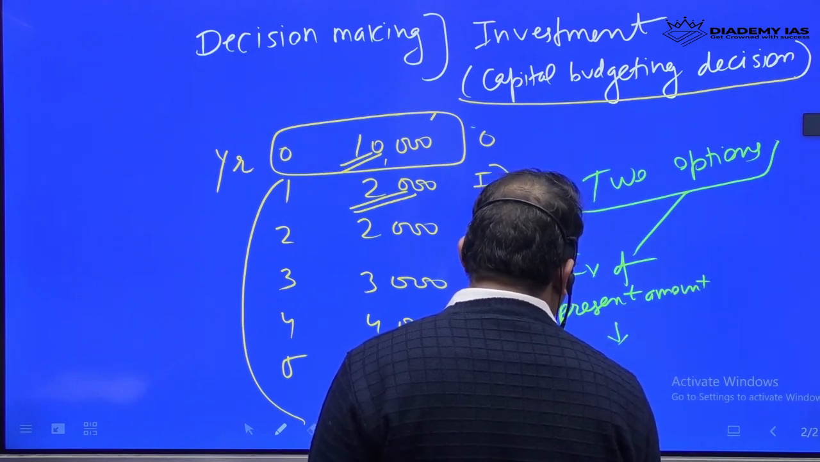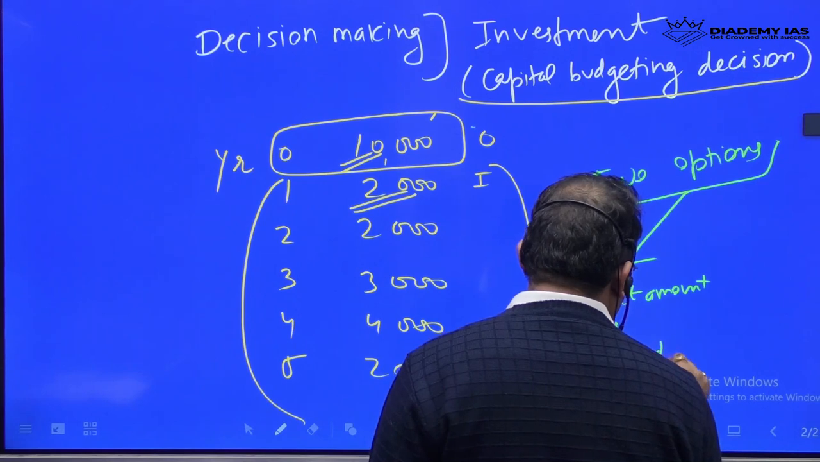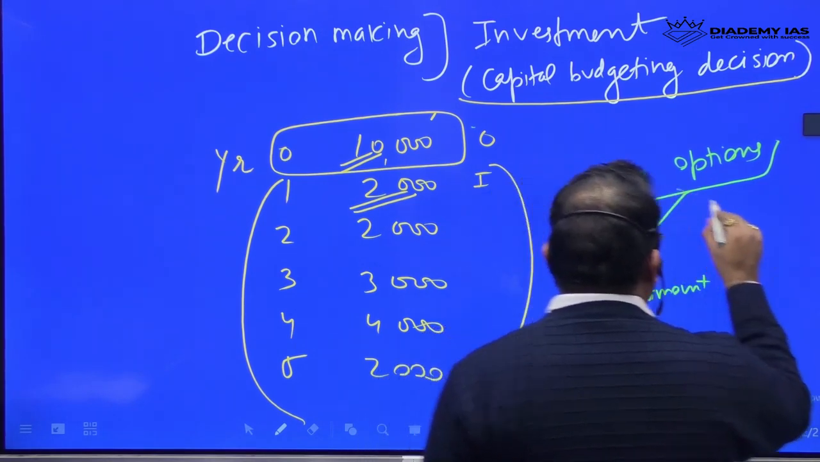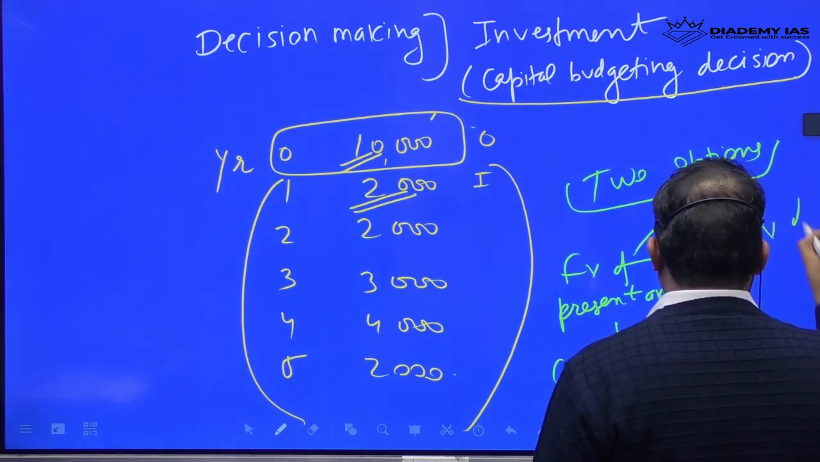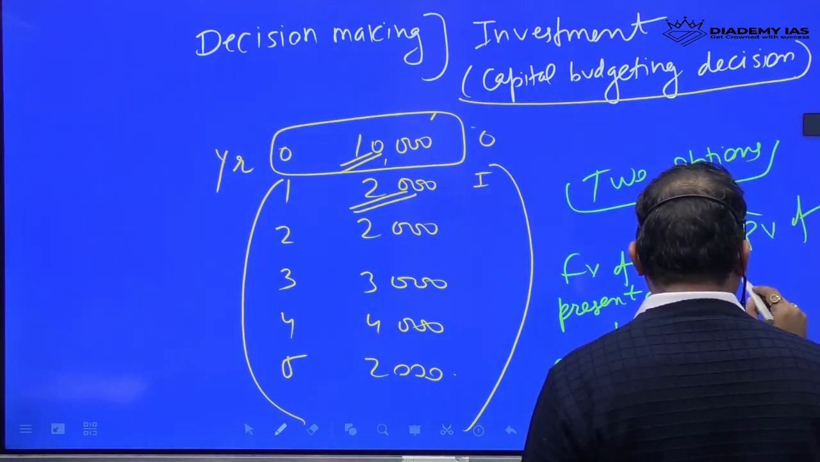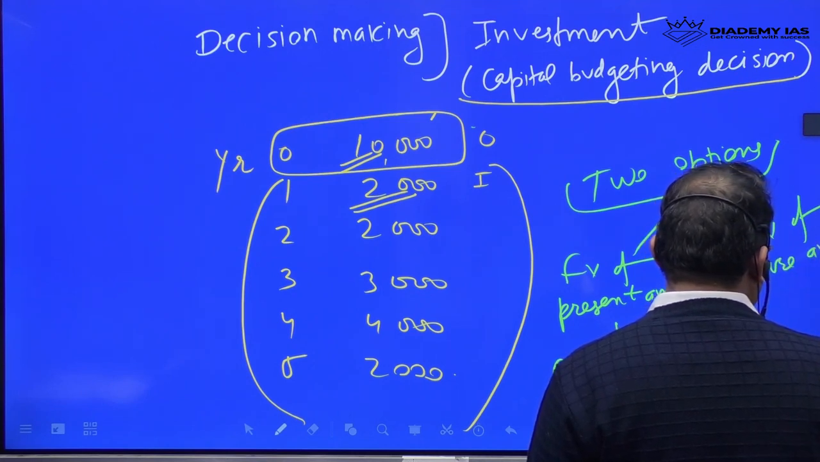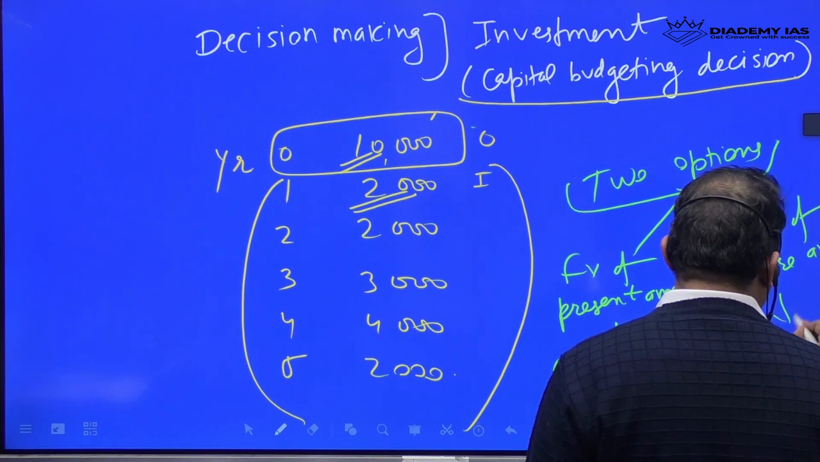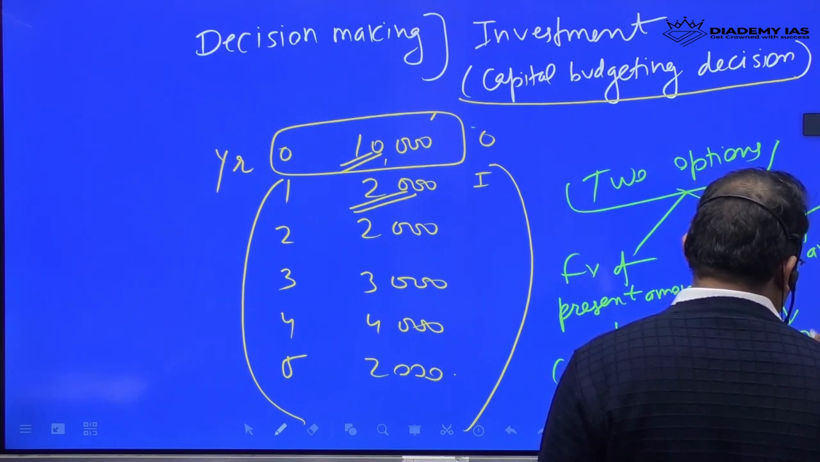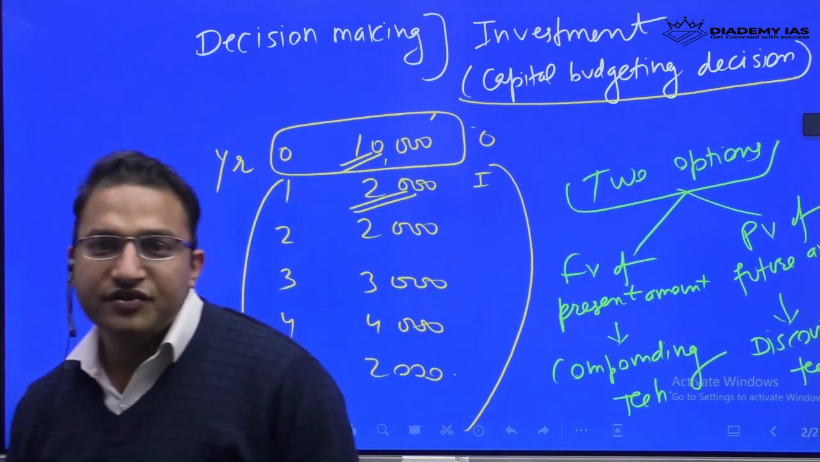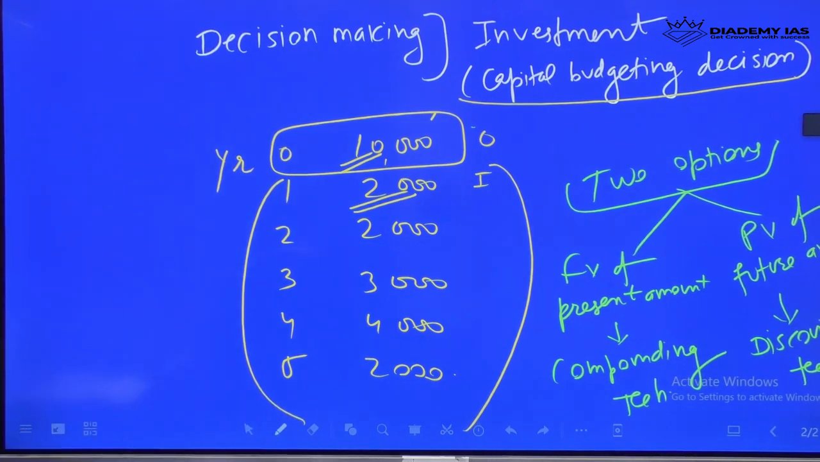This is done through the compounding technique. Or we do it through calculation of present value of future amounts. This is done through the discounting technique. Yes or no? We have discussed this in the previous class also. All of this is just revision of the previous class.